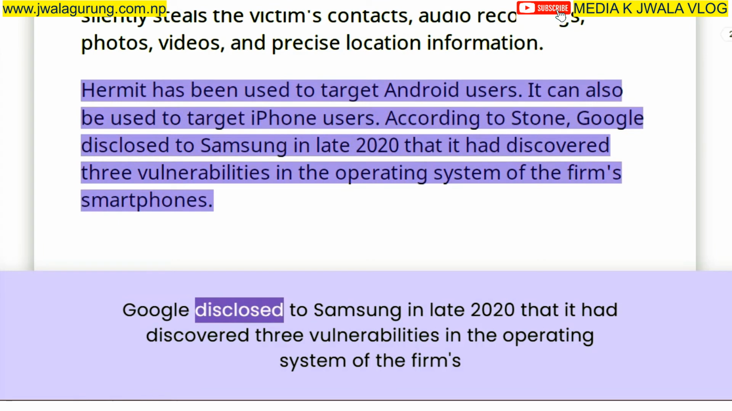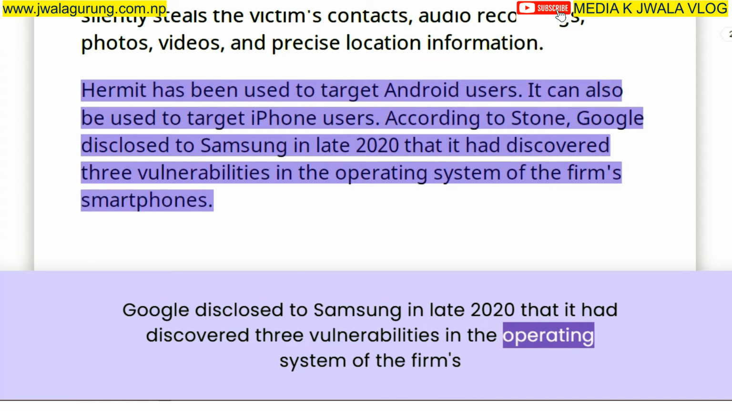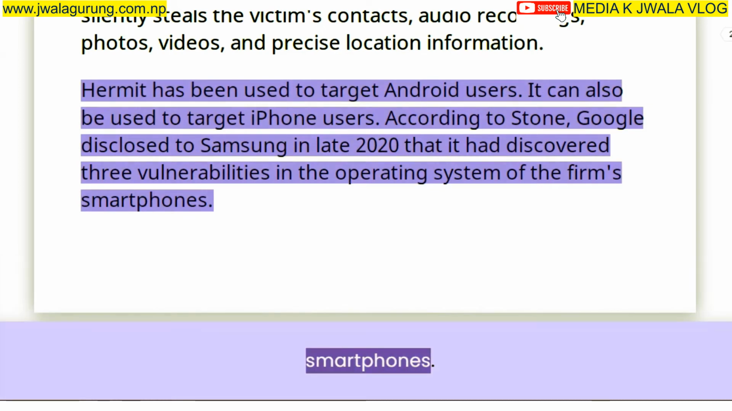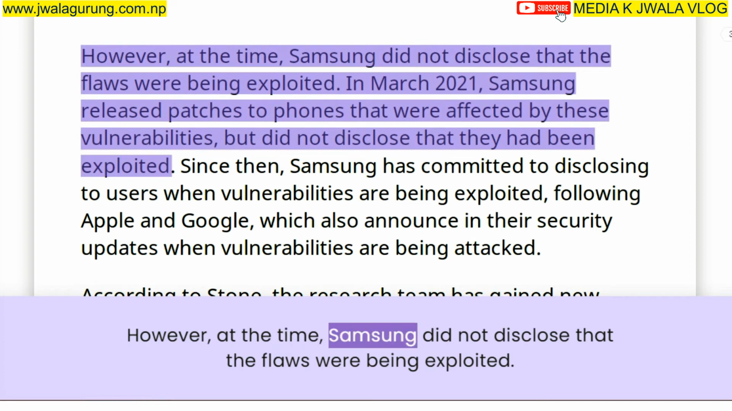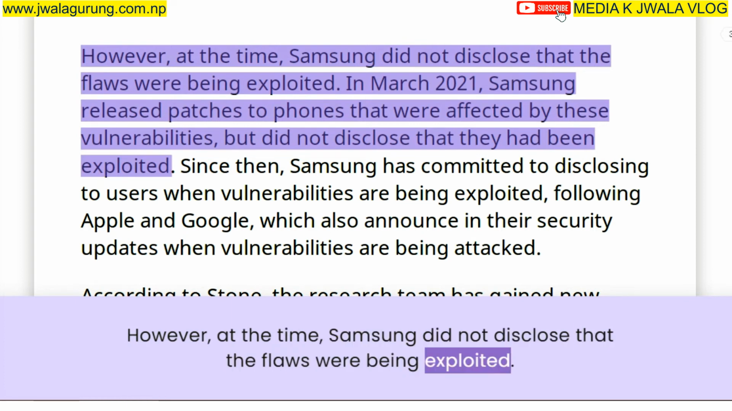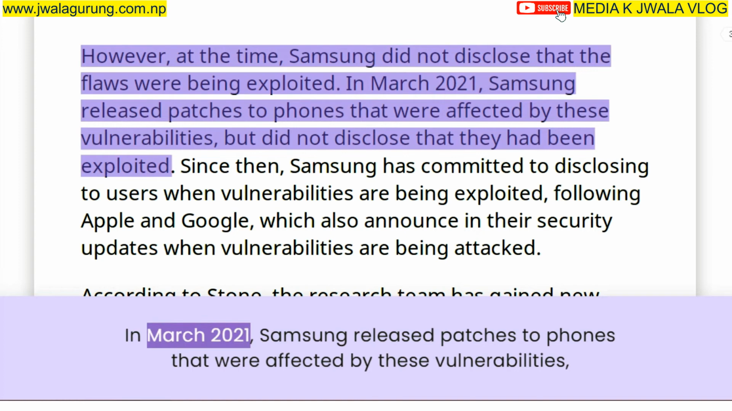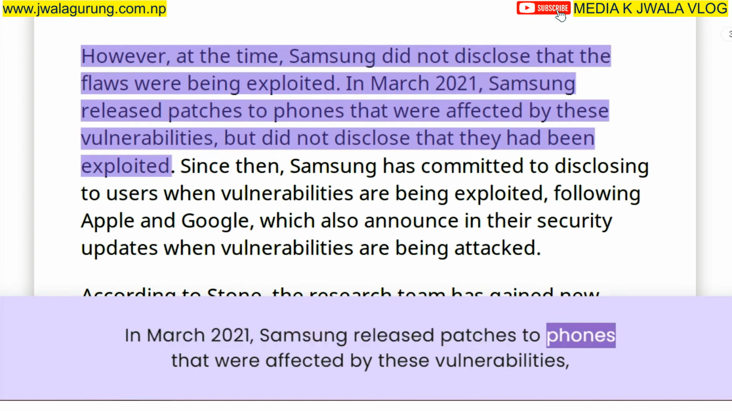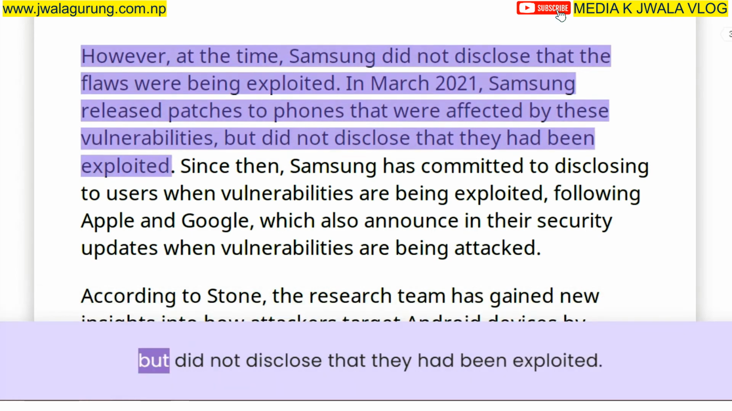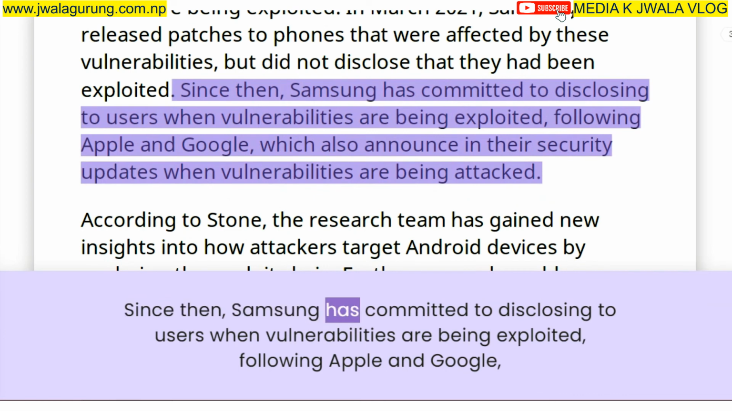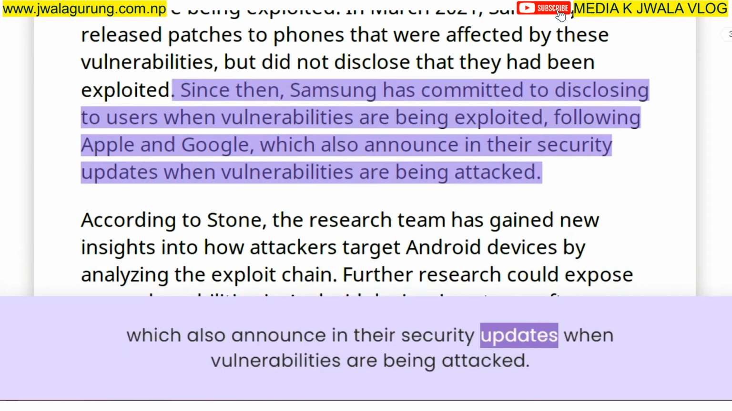According to Stone, Google disclosed to Samsung in late 2020 that it had discovered 3 vulnerabilities in the operating system of the firm's smartphones. However, at the time, Samsung did not disclose that the flaws were being exploited. In March 2021, Samsung released patches to phones that were affected by these vulnerabilities, but did not disclose that they had been exploited. Since then, Samsung has committed to disclosing to users when vulnerabilities are being exploited, following Apple and Google, which also announce in their security updates when vulnerabilities are being attacked.